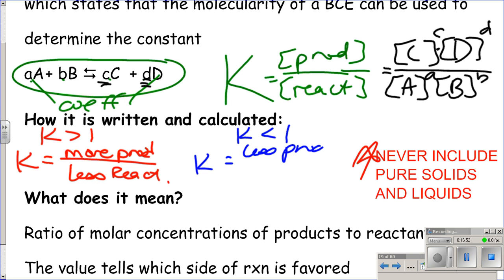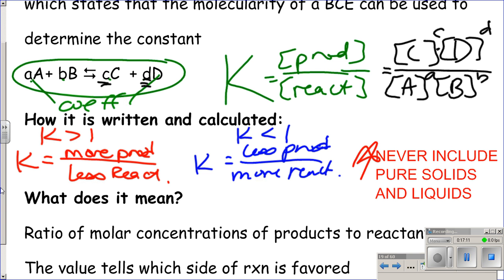Less products, more reactants. And that's why we say reactants are favored, because there's more of them. K is less than 1. Thumbs up if that makes sense. Yay, math. Cool, okay. We'll go further in just a second.